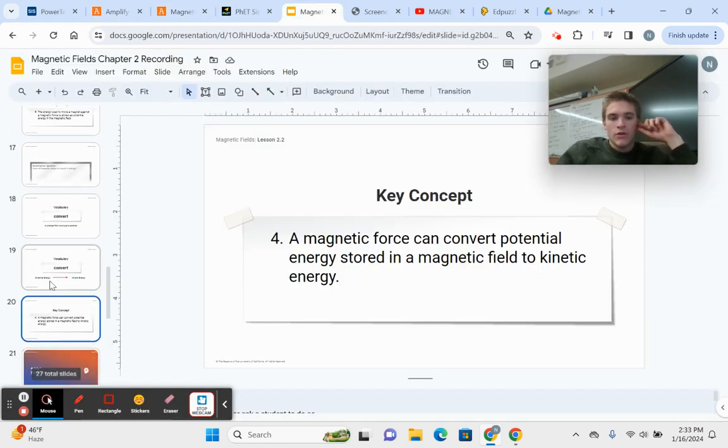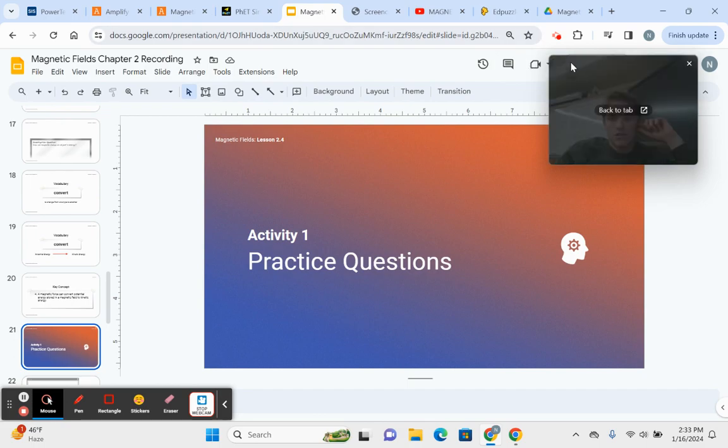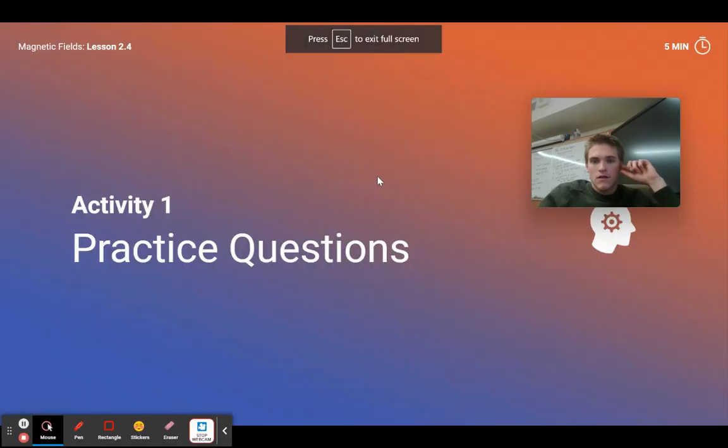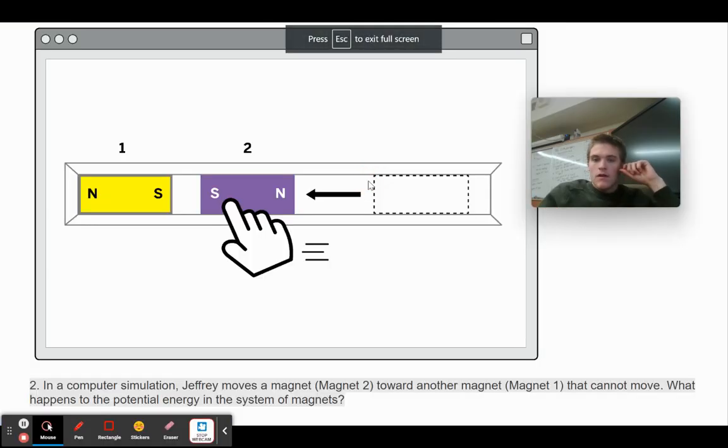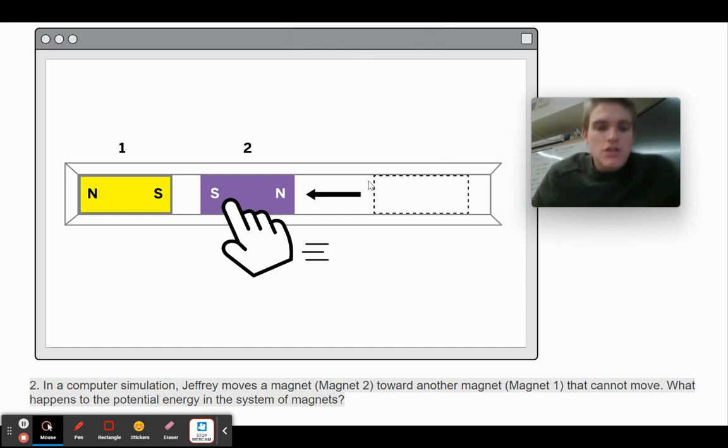So let's do some review questions, some practice questions. In a computer simulation, Jeffrey moves a magnet toward the other magnet that cannot move. What happens to the potential energy in the system of magnets?